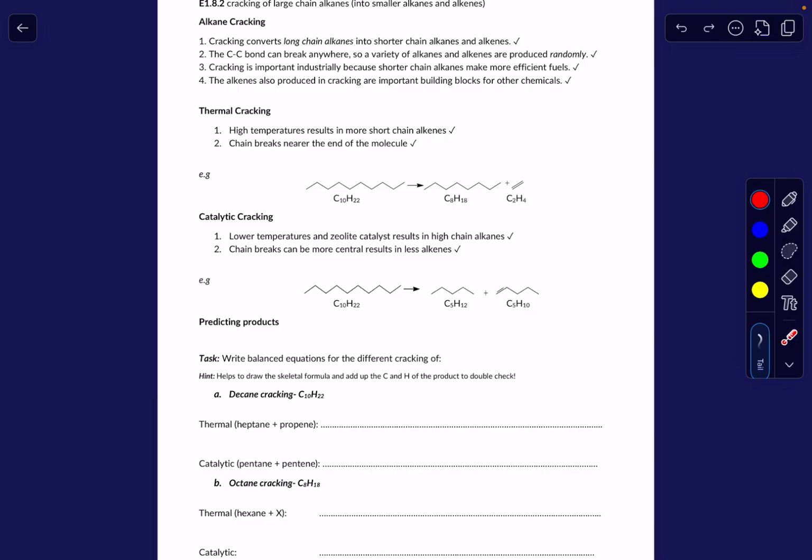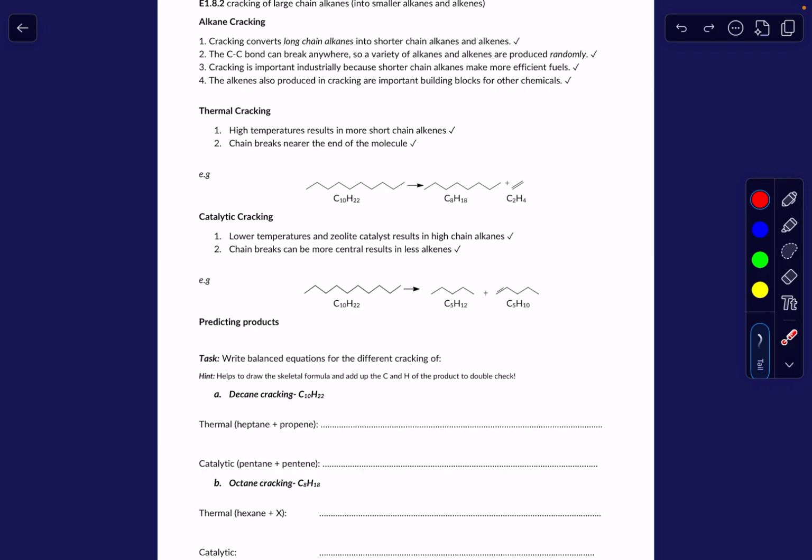It's simple balancing, but the easiest way for us to do this is imagine it like Lego blocks. On this side, we've got 10 Lego blocks. I break off 2 of them, and therefore I make a C8H18. I also make a C2H4. And to double check that, you can add up the hydrogens, and they will also add up to the ones in our reactant. So there's nothing lost. You can track it all quite easily.